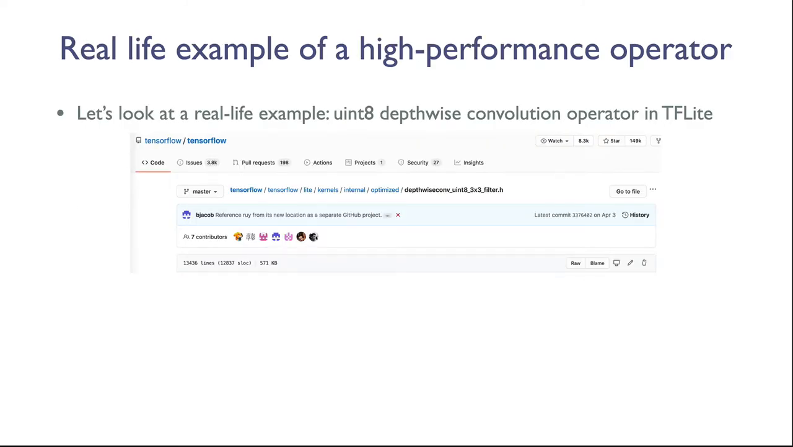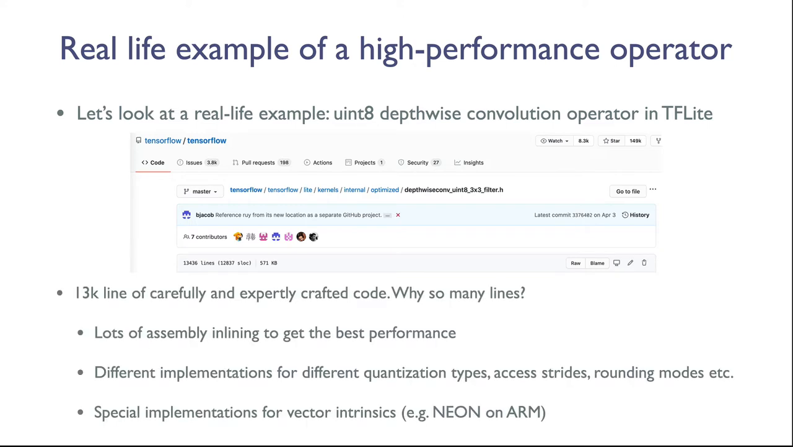As a real-life example of this high-performance operator, we can look at the UInt8 depthwise convolution operator in TF-Lite. It's about 13,000 lines of carefully and expertly crafted code. But why are there so many lines of code? Well, there's a lot of assembly inlining to get the best performance. There are different implementations for different quantization types across strides, rounding modes. And there are special implementations for vector intrinsics like NEON on ARM.